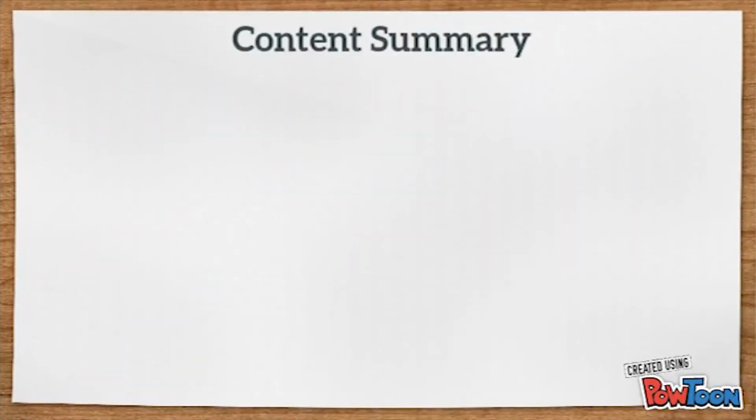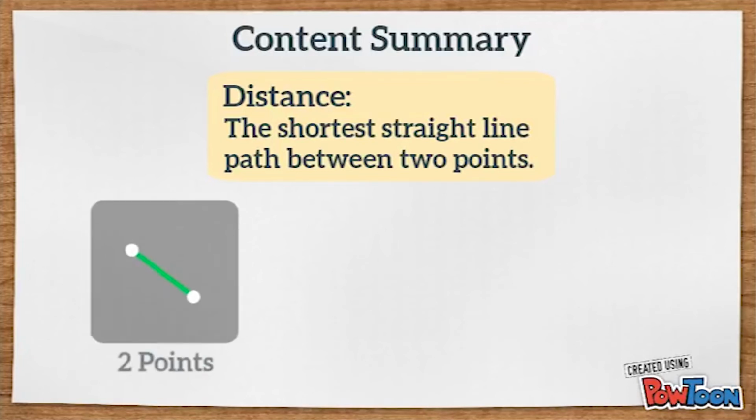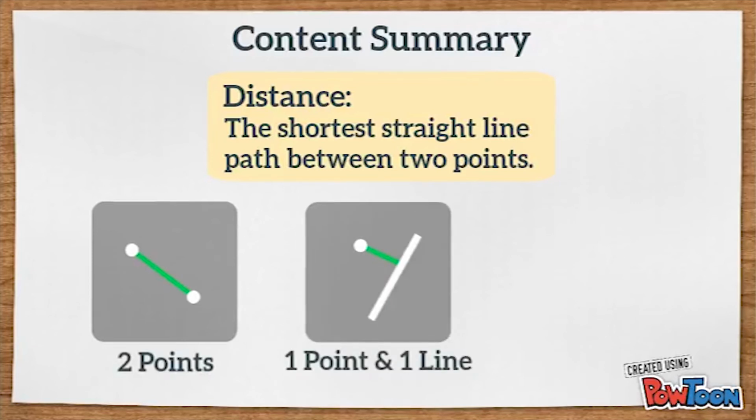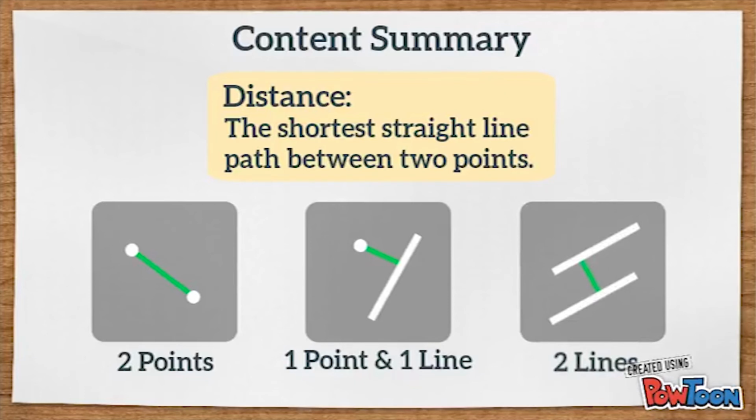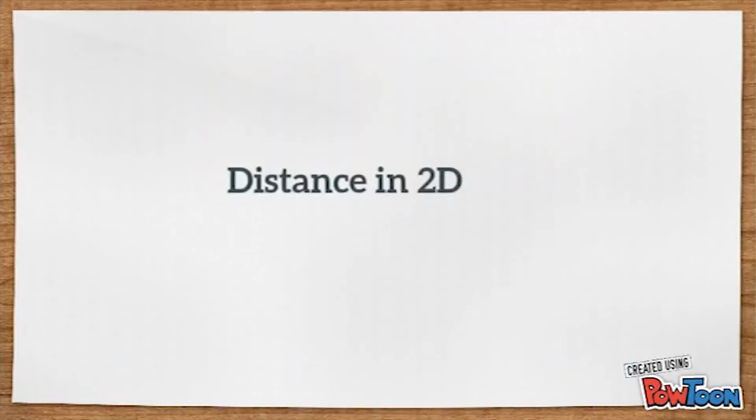As a whole, let's summarize everything we have learned. First, we learned that the mathematical definition of distance is the shortest straight path between two points. Next, we took a look at the different situations where distance was concerned. We learned about the distance between two points, the distance between one point and one line, as well as the distance between two lines. However, as with everything else in mathematics, it doesn't just end there. So far, we have only covered the distance between two objects in two dimensions, R2.